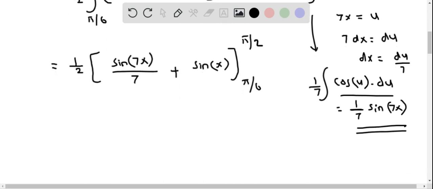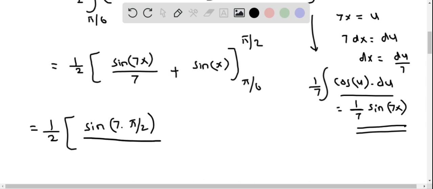So first we apply the upper limit, and so therefore this becomes, we will have the constant 1/2, and then replace x by pi/2, and so this becomes sine of 7 times pi/2. So it's basically sine(7 pi/2) divided by 7, plus replace x by pi/2, it is sine of pi/2. Now we have to subtract by applying the lower limit.